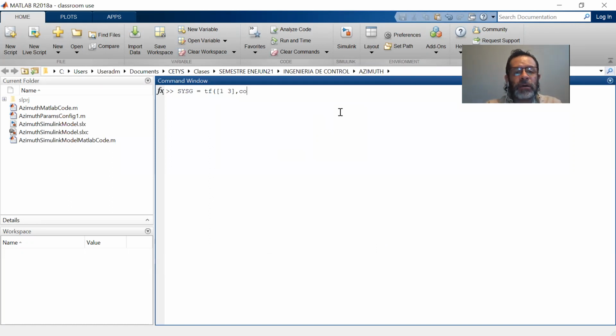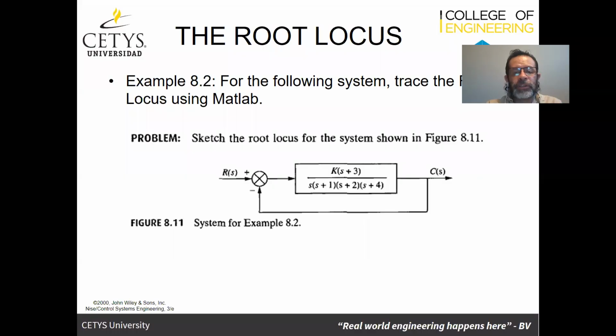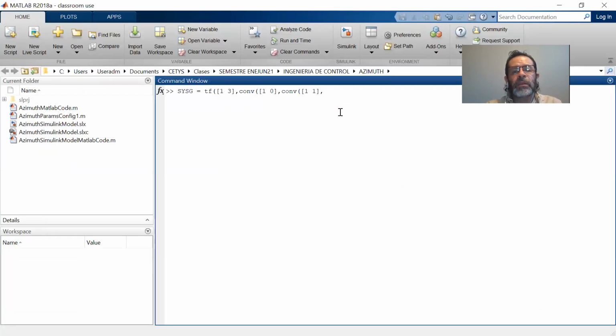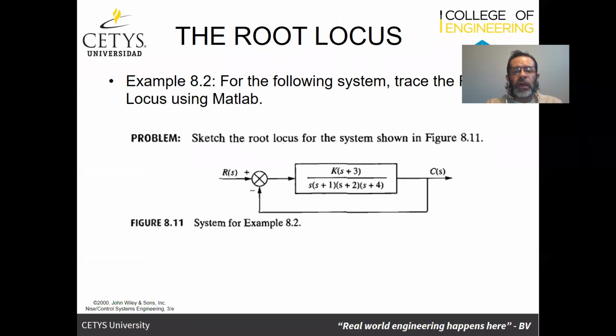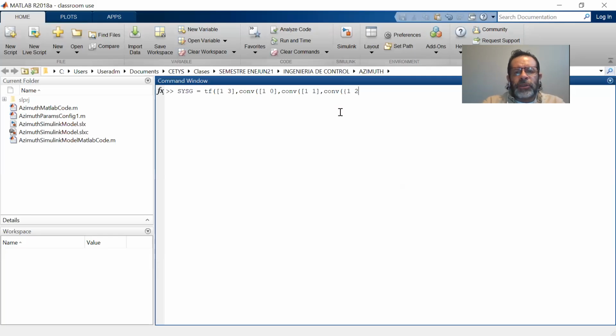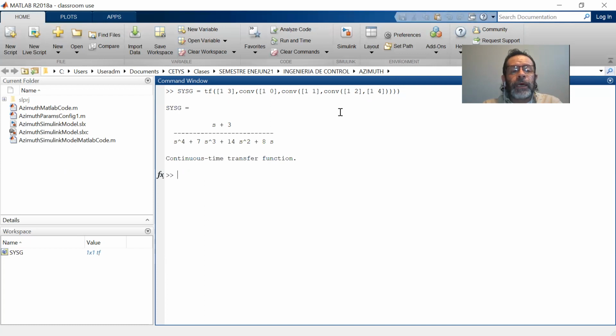It's going to be the convolution of s, which would be 1, 0, times the convolution of s plus 1, which would be 1 and 1, times the convolution of s plus 2 and s plus 4, which would be 1 and 2, and 1 and 4. Then let's close up the parentheses and verify that we're not missing any. Let's hope we aren't. This would define sys_g, the forward transfer function.